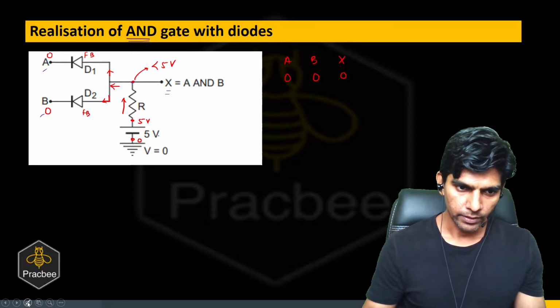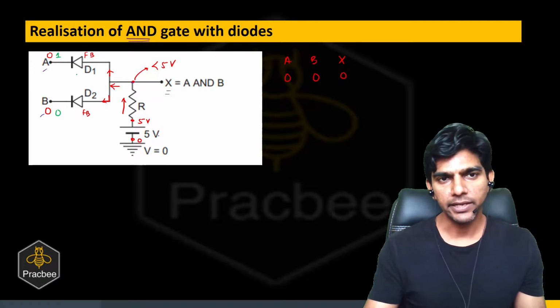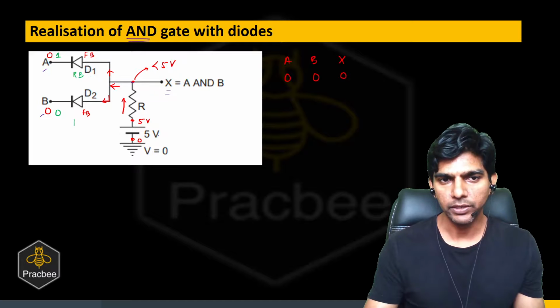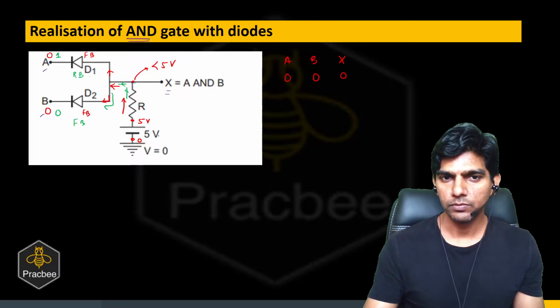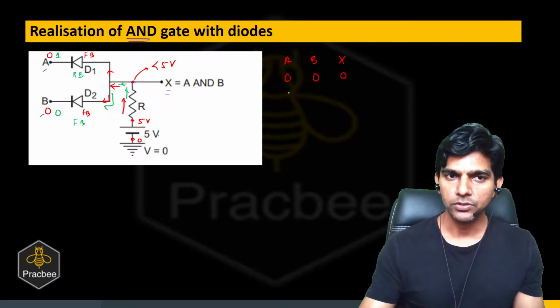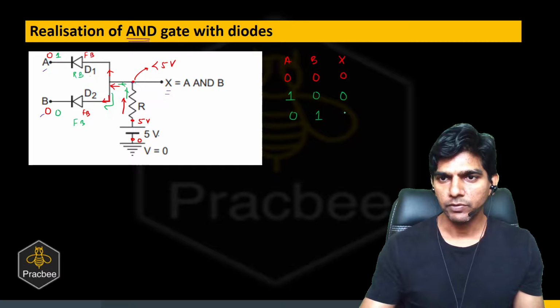Now, if I change the input, let us say A is 1 and B is 0. In that case, the N side is connected to the high potential. So we can say the diode D1 will be reverse biased, but the diode D2 will remain forward biased. So the current in this case will flow like this, only through the diode D2. But still there is a current through the resistor, so there will be a potential drop across the resistor. So the output will be low. So if A is 1 and B is 0, we'll get 0. Similarly, if A is 0, B is 1, the diode D2 will become reverse biased, right? And diode D1 will become forward biased. So again, we'll get a low output.